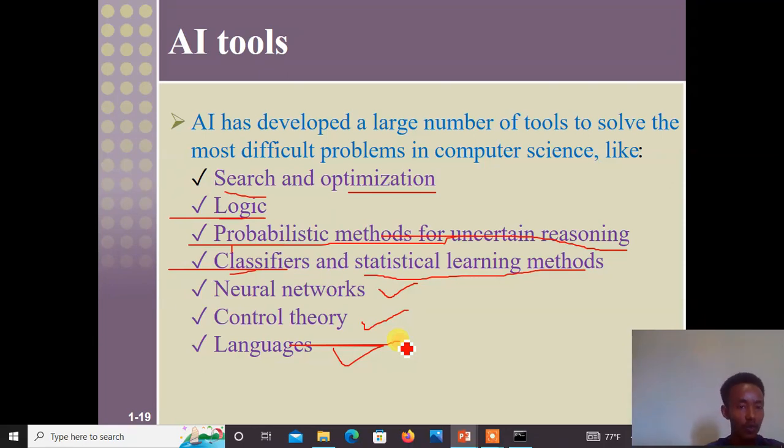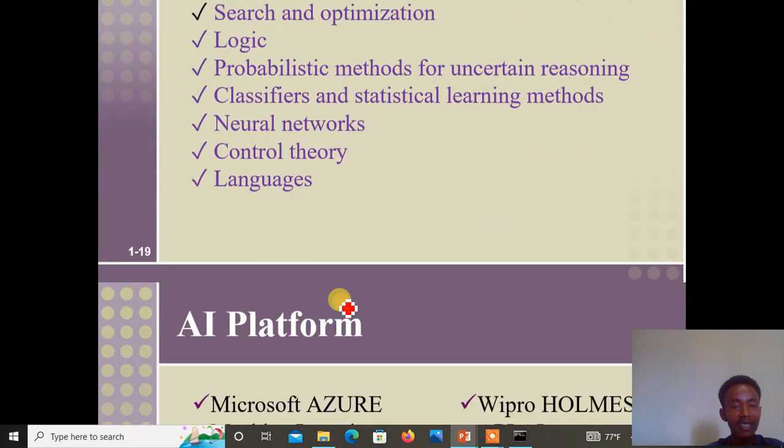If you are a freshman student and if the question says, please list and describe some examples of artificial intelligence tools, you should have to be able to list and describe it. Toolota kanneen list gootanii describe gochuu dandeettan. Artificial intelligence toolii maal fa'aa yosin jedhane kan akka search and optimization, kan akka logic, probabilistic method for uncertainty reasoning, classifiers and statistical learning methods, neural network, control theory, languages. Kunniin maal jechuudha artificial intelligence toolidha jechuudha.